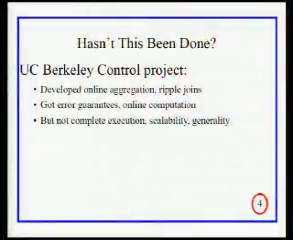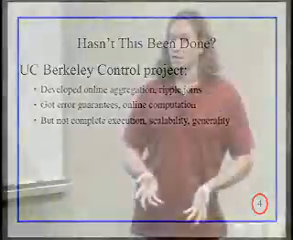Many of you who are familiar with the database area might be asking, hasn't this been done before? There was pretty well-known work that came out of UC Berkeley starting about 10 years ago, now called the Control Project. It was spearheaded by Joe Hellerstein and also Peter Haas at IBM. They developed things called online aggregation and ripple joins, and they got to a couple of the bullets from my last slide. So they do online computation with error guarantees.